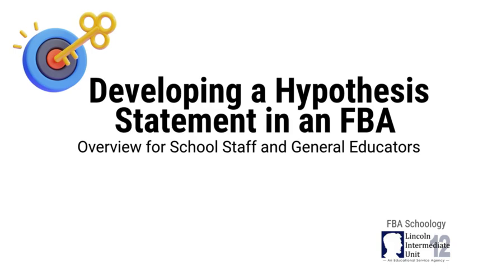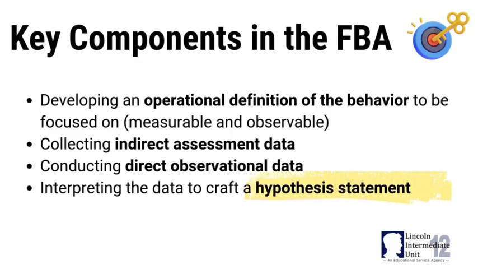We've been looking at the key components that are within an FBA. We are now going to focus on one of the last important components of an FBA, which is the hypothesis statement. Basically, all the work we've been doing so far will accumulate in this hypothesis statement. As a reminder, the key components in the FBA are an operational definition of the behavior, indirect assessment data, direct observational data, and a hypothesis statement.